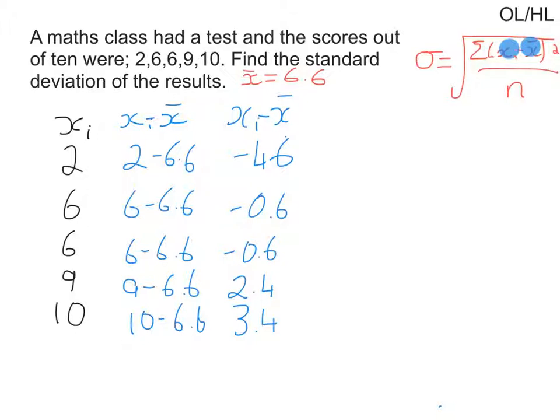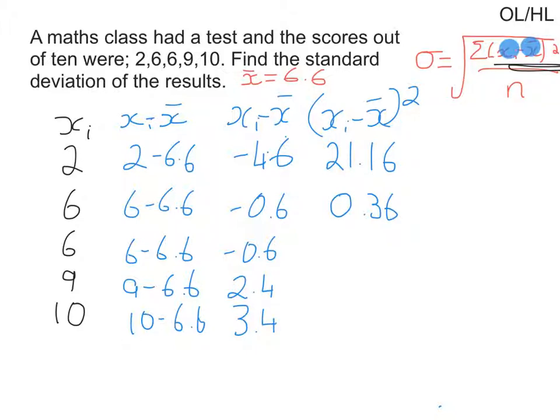Going back to our formula, we can see that x minus x bar has to be squared. So the next stage for us is squaring our x minus x bar. Working down the route, it's minus 4.6 squared, which will give us 21.16 when we multiply minus 4.6 by minus 4.6. Minus 0.6 squared will give us 0.36. Minus 0.6 multiplied by minus 0.6 will give us 0.36. 2.4 squared is 5.76 and 3.4 squared is 11.56.